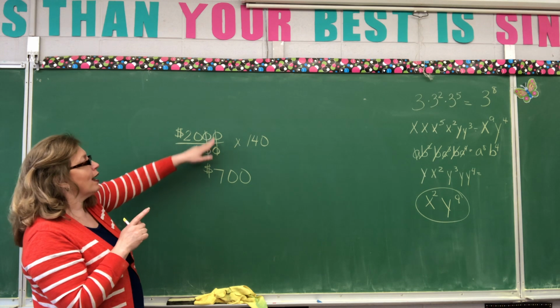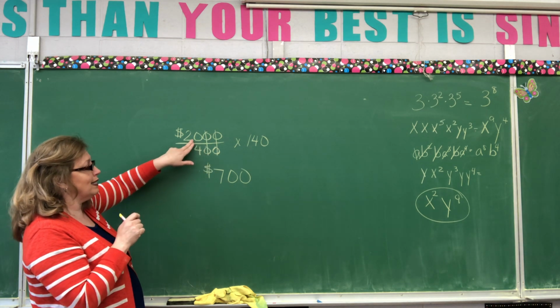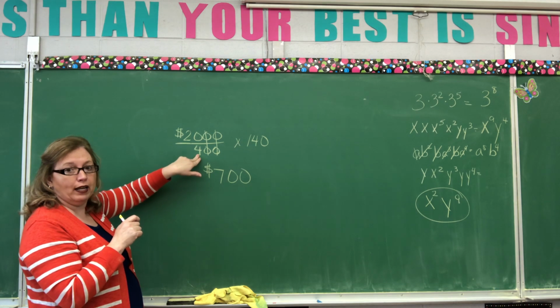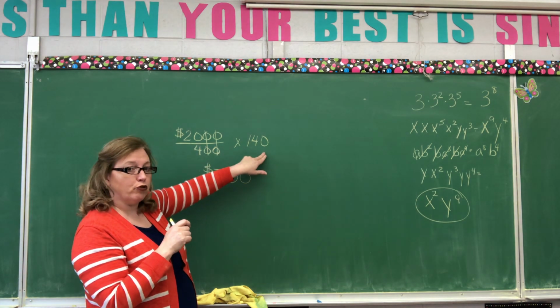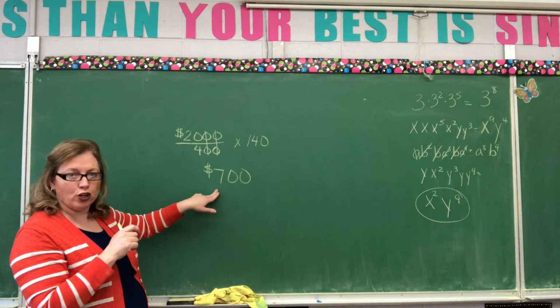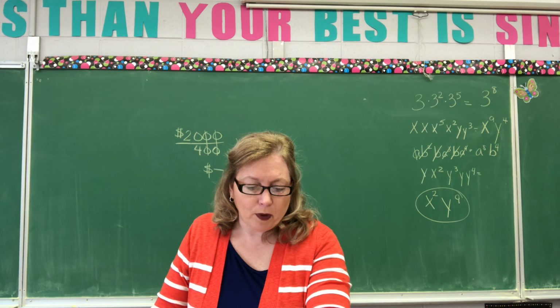So I go back, I cancel out my zeros just to make my numbers easier and say 20 divided by 4 is 5, and 5 times 140 is 700. Okay? Let's look at your next problem.